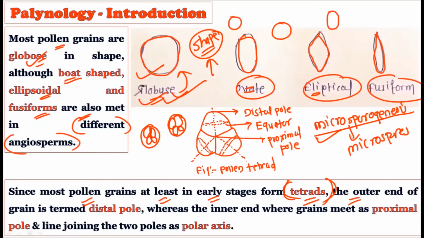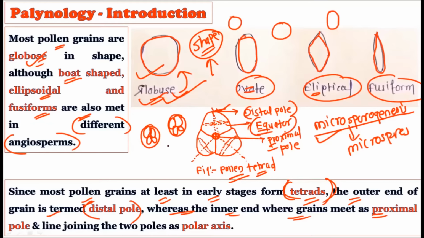The outer end of the pollen grain is termed the distal pole. Now understand, here we have the pollen tetrad in this diagram, and its outer end, this end, is the distal pole. Whereas the inner end of the grain is the proximal pole. This one is considered the proximal pole, while exactly at the center you will find the polar axis, and here at the center you will find the equator.